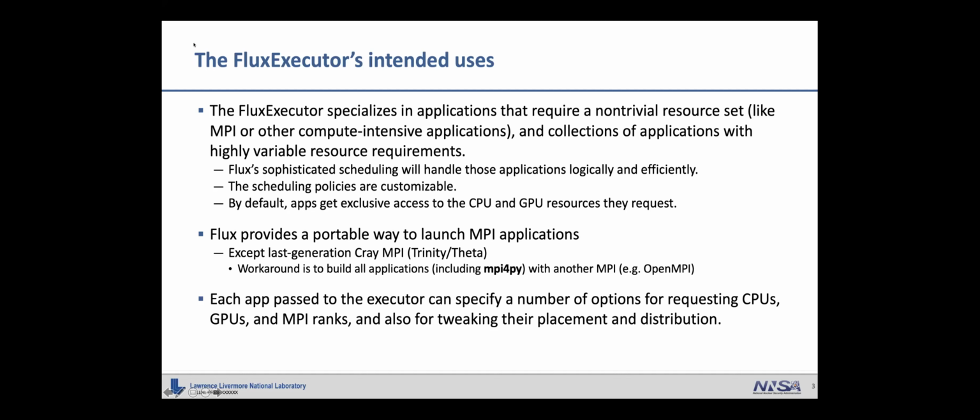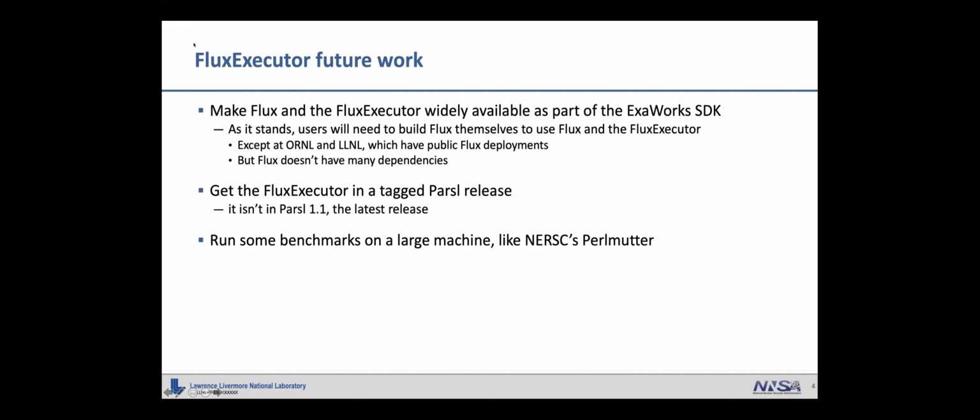So each app that you pass to the executor can specify a number of options for requesting GPUs and MPI ranks, and also for tweaking their placement and distribution. I won't go into the details. You can look at the documentation. You can request more ranks. You can request more cores per rank, stuff like that. And by default, every app will get exclusive access to the CPU and GPU resources they request. That's just a Flux policy, but you can change that if you want.